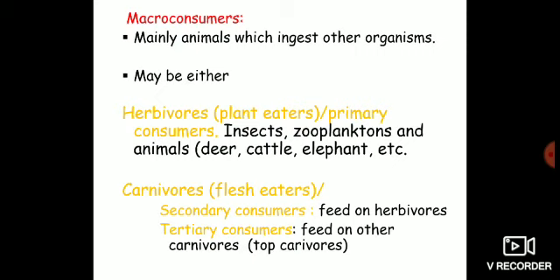Grasshopper is the herbivore, and this grasshopper is eaten by, say for example, a frog. Frog is the secondary consumer, and the frog is eaten by the snake. Snake is the tertiary consumer. That means carnivores are in turn divided into two categories: secondary consumers and tertiary consumers. In the example that I gave you, grasshopper is the herbivore, frog is the secondary consumer, and snake is the tertiary consumer. And the tertiary consumers are also known as top carnivores.